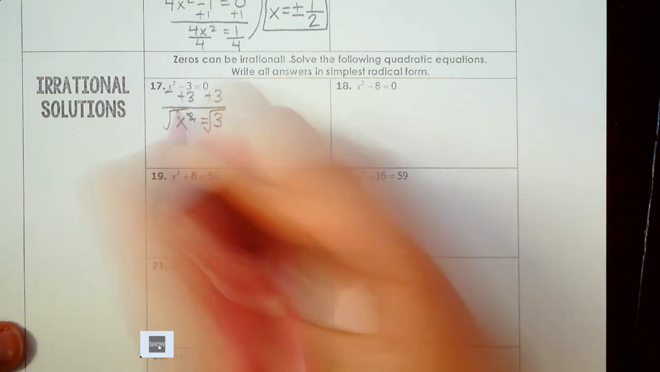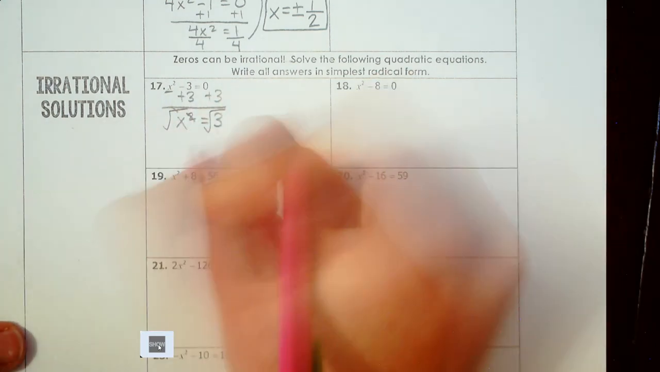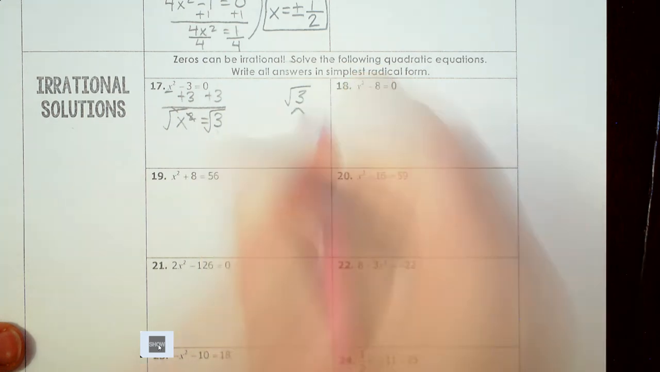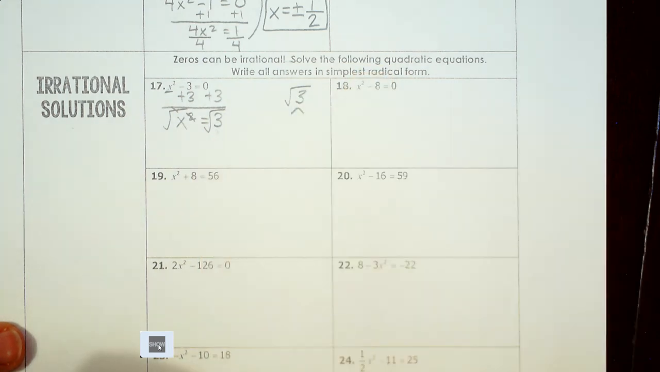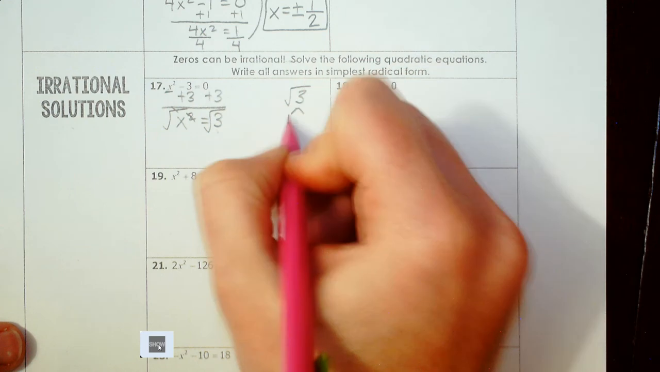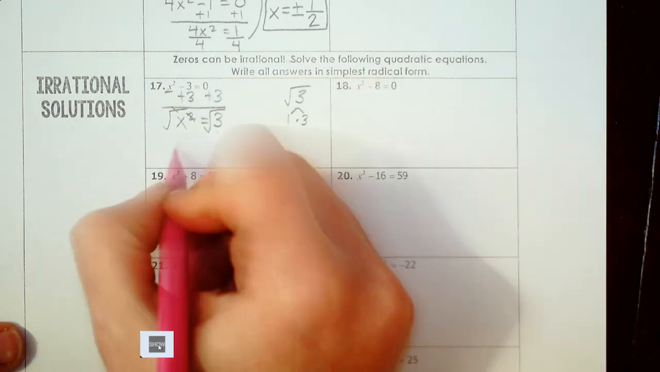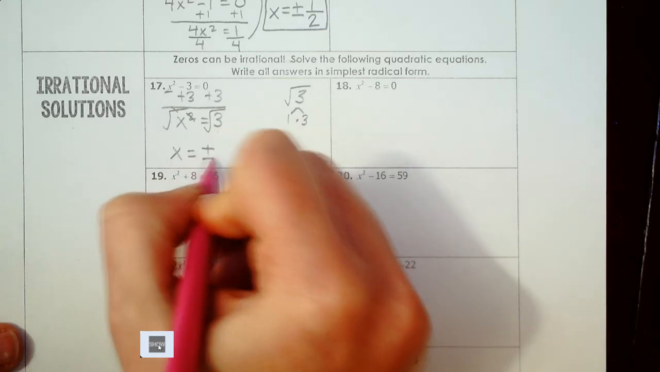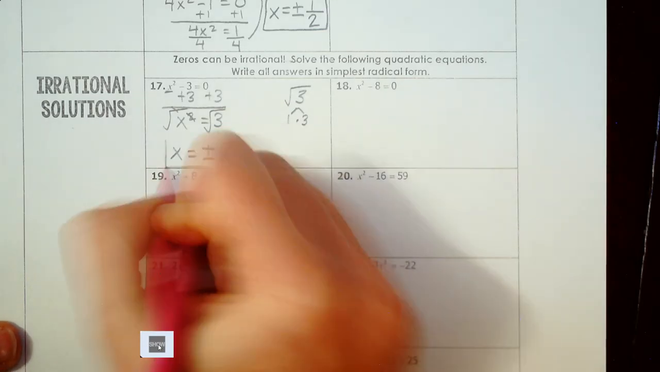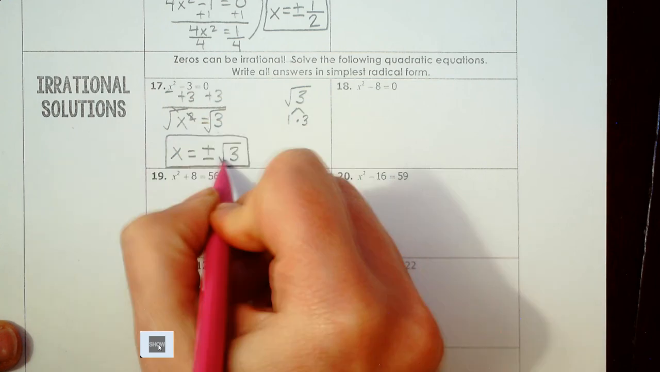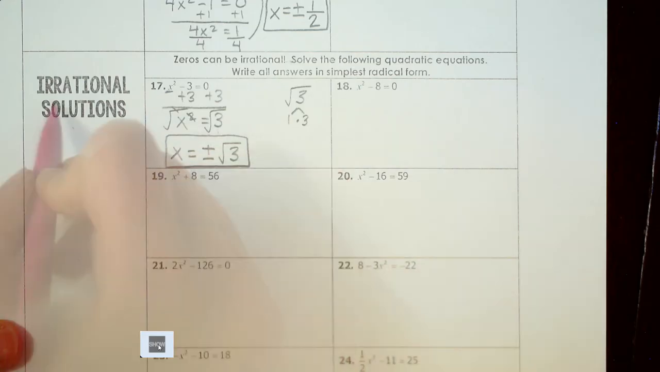So all I have to do is see if I can simplify it. Think back to unit 1. This is just 1 times 3. I don't have any pairs, so it's already simplified. So my answer is positive and negative square root of 3. It has a square root in the answer still, which makes it irrational.